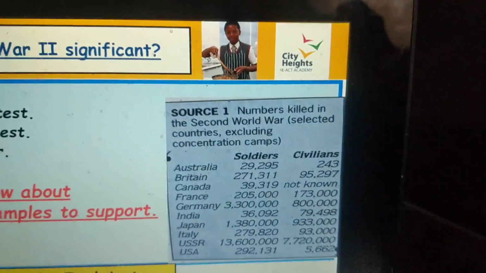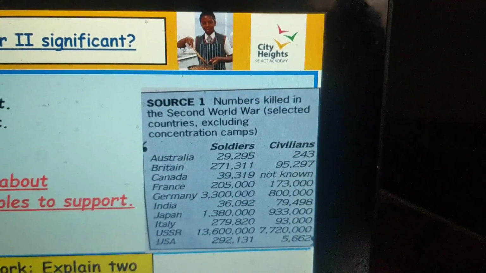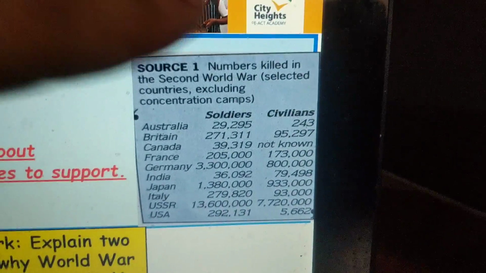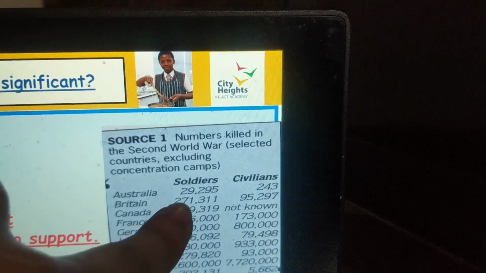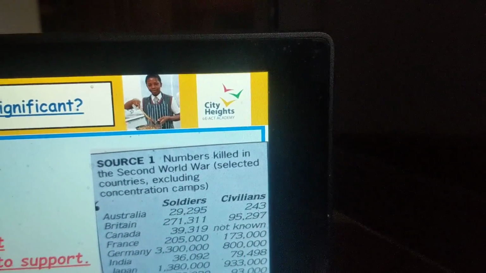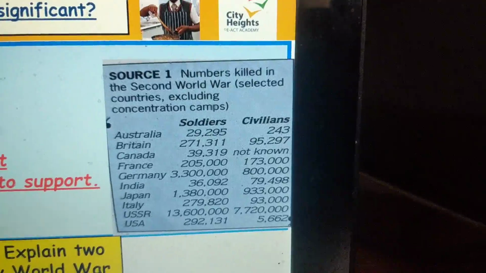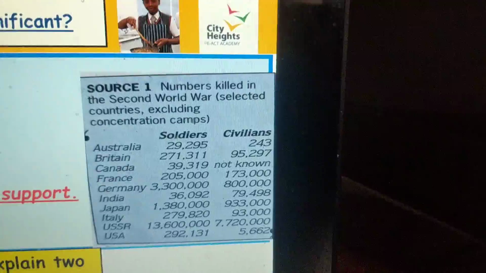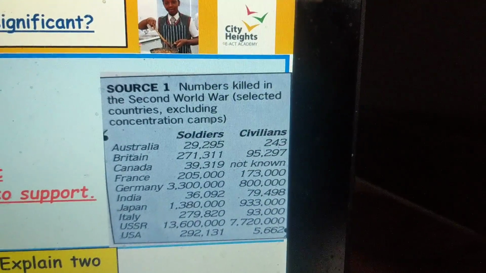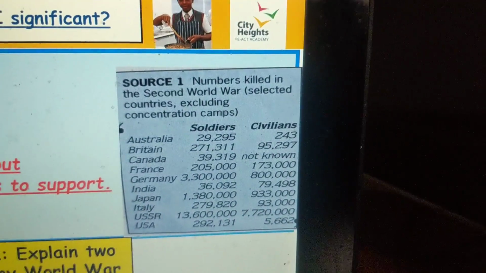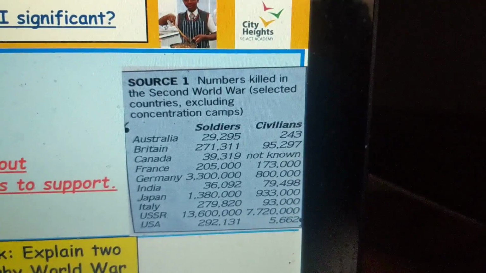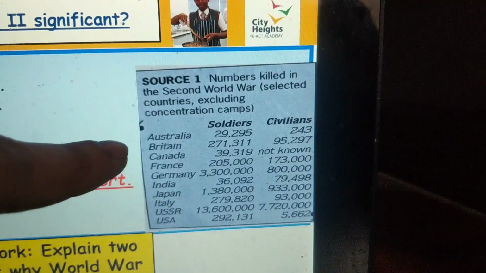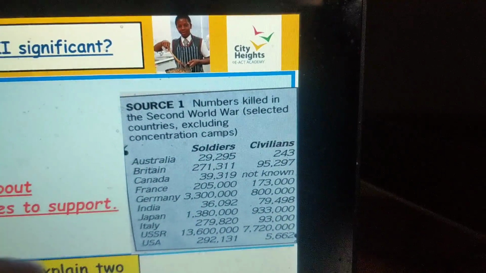These numbers do not include the millions of people that were killed, millions of Jews in particular, killed in the concentration camps by the Germans. As you can see, in Australia, 29,295 soldiers were killed during World War II, and innocent civilians 243. Britain: 271,311 soldiers were killed, and 95,297 civilians were also killed. Then Canada, France, Germany, India, Japan, Italy, USSR, and USA.